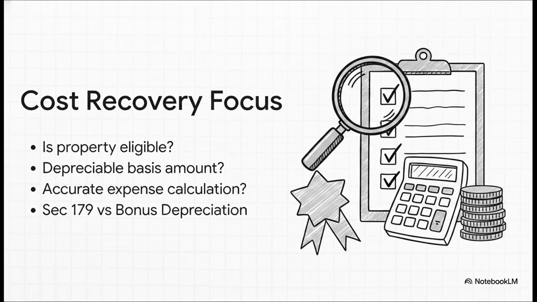And this brilliantly illustrates exactly what you'll be tested on when it comes to cost recovery. The examiners want to see if you can determine whether a specific piece of property is even eligible for a deduction in the first place. You'll need to pinpoint the correct depreciable or amortizable basis, and you'll have to prove that the calculated expense amount is dead-on accurate. You're also going to be tested on the proper application and the correct ordering of Section 179 expense versus bonus depreciation, making sure you recognize the limitations and qualifications for each one.